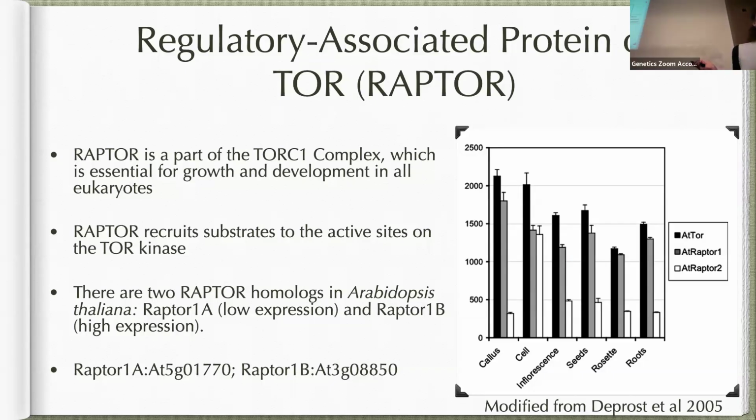This is just in the various cell types in the plant. You can see that Tor pretty much always has high expression. Raptor 1, so this is raptor 1B. Raptor 2 is raptor 1A. Raptor 1 has pretty high expression throughout the various cell types in the plant. Raptor 2, or raptor 1A, has pretty low expression. I think that's all I want to say about that.